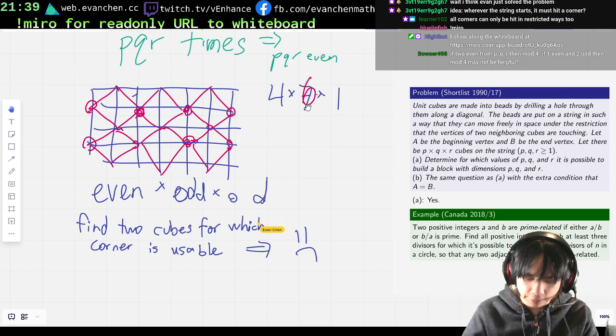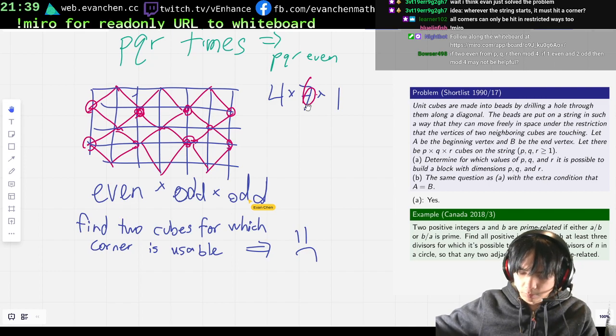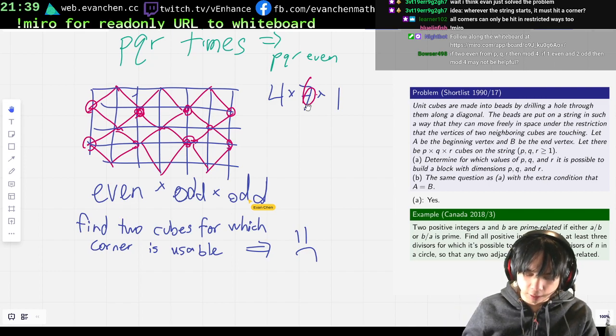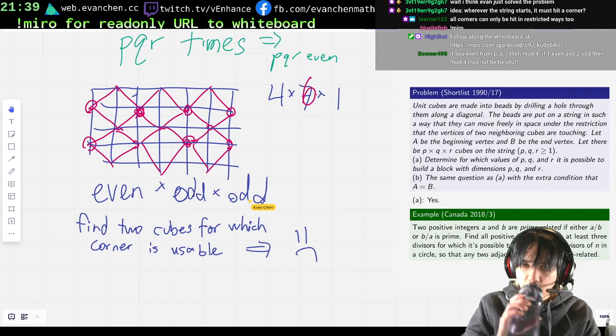And then if there's even by odd, then what you do is you use coordinates again. And there are corners which are not all usable.